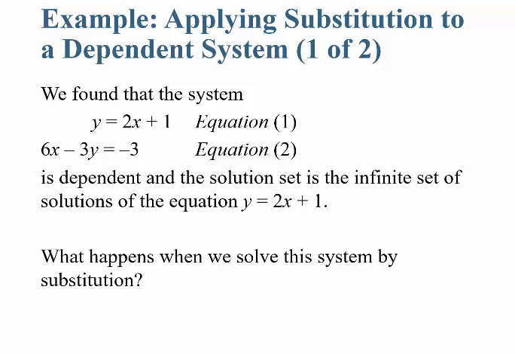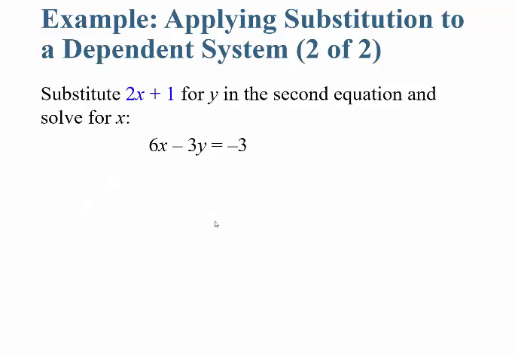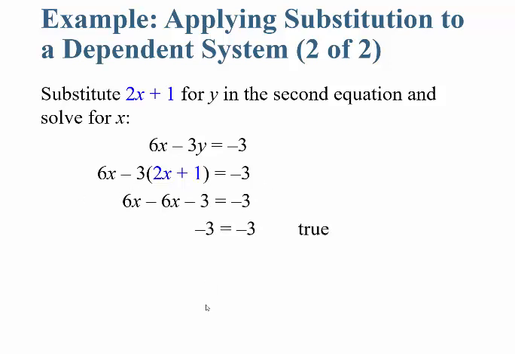Similarly, if you have a system that looks like this, y is equal to 2x plus 1, and 6x minus 3y is equal to minus 3. We saw this in a previous lecture. We know this is dependent, and the solution set is an infinite number of solutions. So what happens if you solve this by substitution? Wherever I see a y, I'm going to plug in this 2x plus 1. When you simplify this, you're distributing the minus 3. You're left with, when you simplify it fully, minus 3 is equal to minus 3. And that's just a true statement.